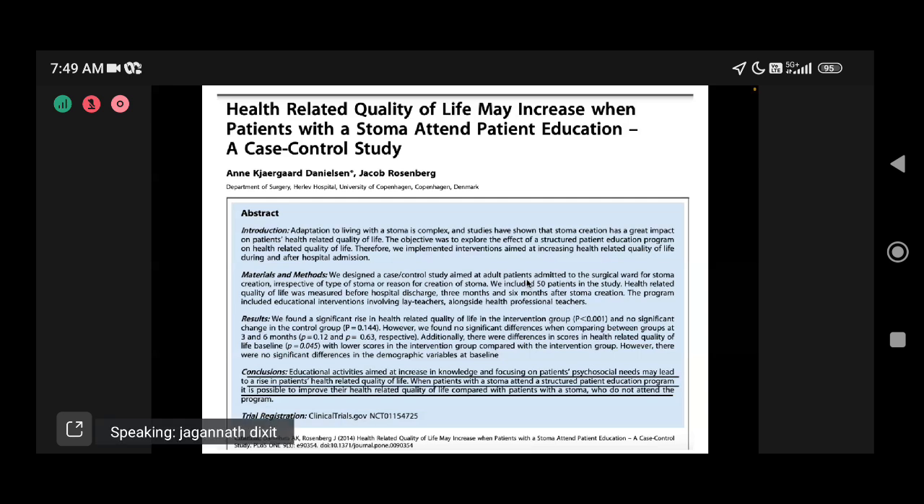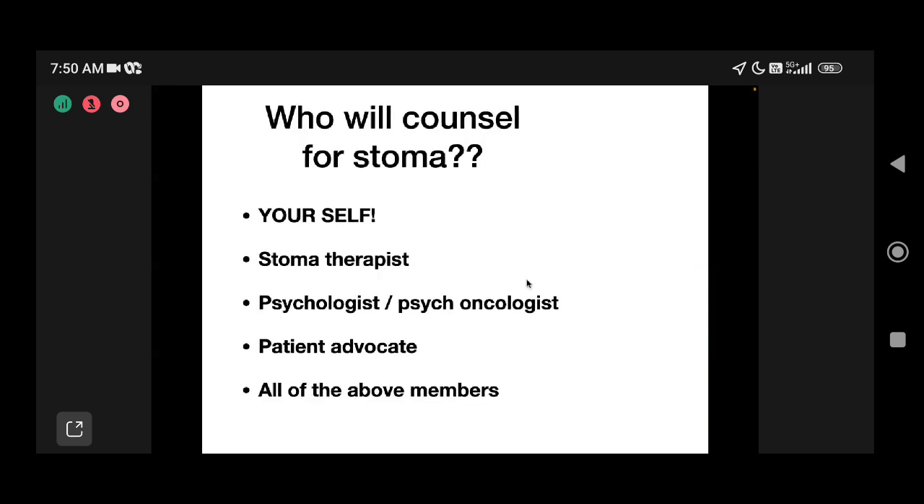This article clearly says that educational activities aimed at increasing knowledge and focusing on patient psychosocial needs may lead to a rise in health related quality of life. When patients with a stoma attend a structured patient education program, it is possible to improve their health related quality of life compared to patients with a stoma who do not attend the program. So this clearly indicates that patients who are educated have better acceptance, and it will be good if you counsel the patients. The first 6 months are a very crucial time, where you need to be aware that they need time to adjust. So who will counsel the patient?